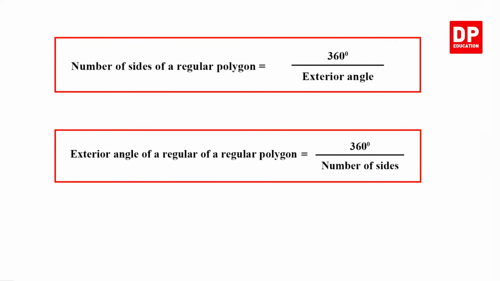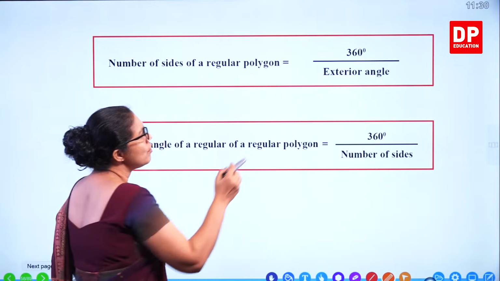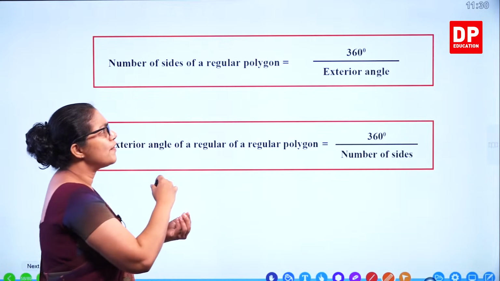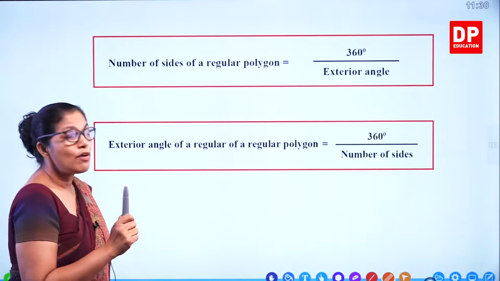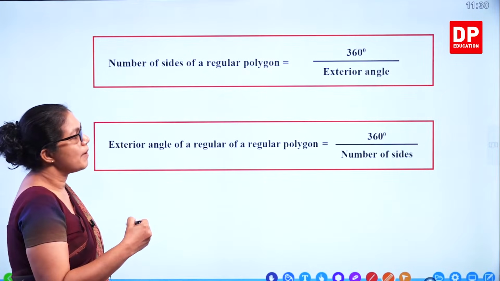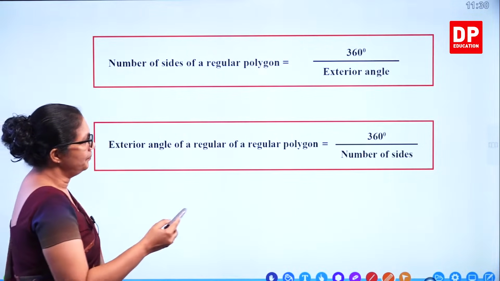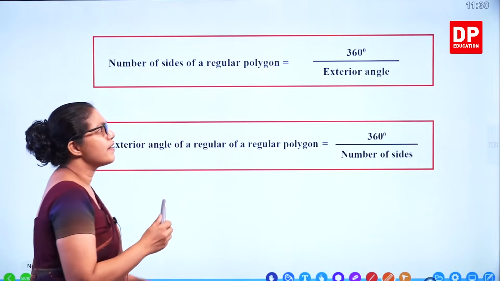So what's the formula you can use? If it's a regular polygon, the number of sides is equal to 360 divided by the exterior angle. So you can do it the other way around. If you want the exterior angle of a regular polygon, you can take 360 divided by the number of sides. So remember these two. You can easily find out the number of sides or the exterior angle.